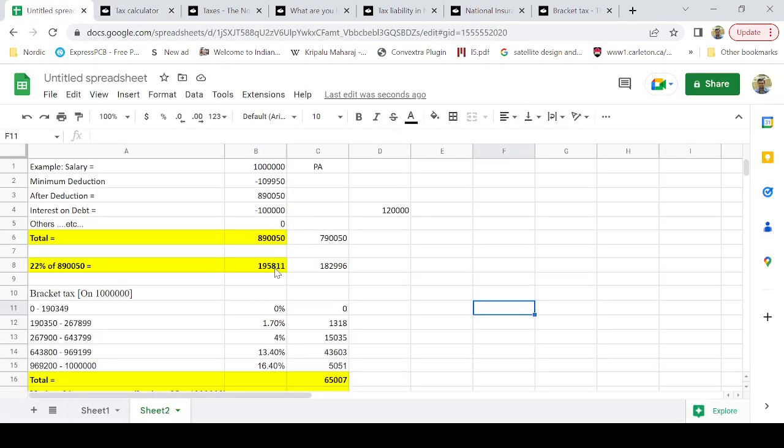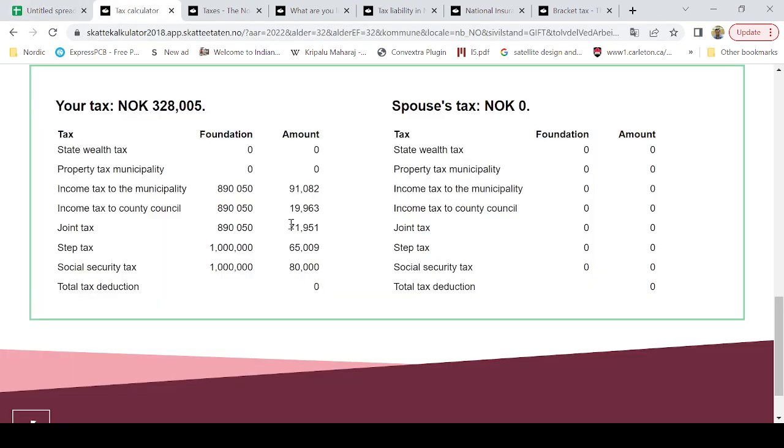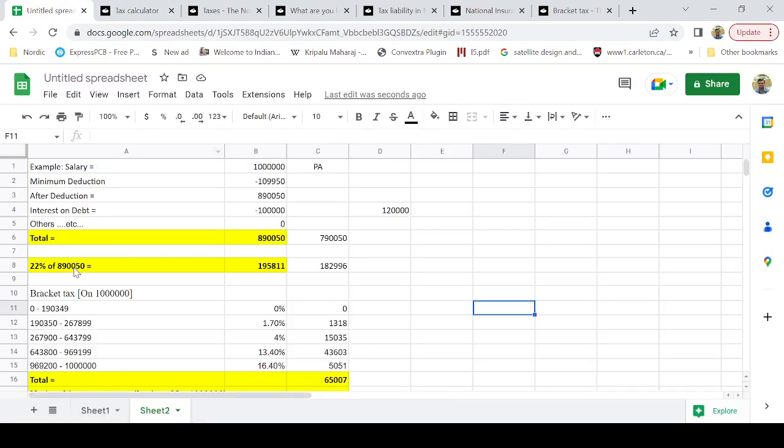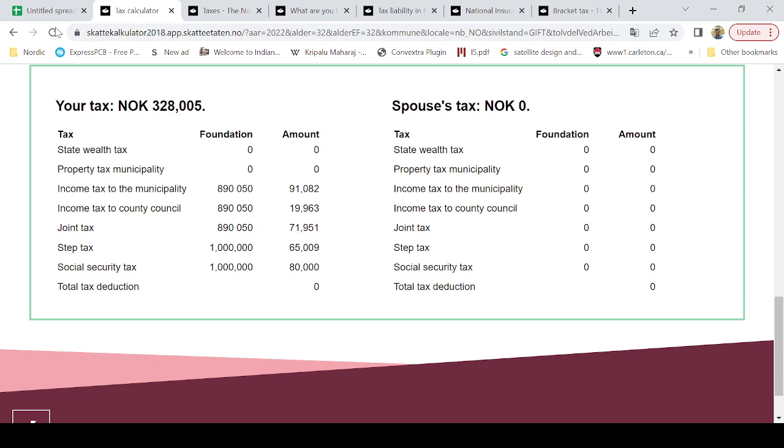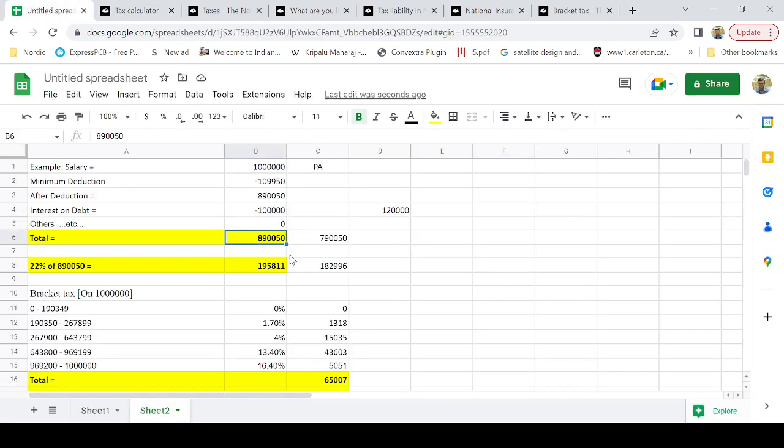But here you can see 890050, yeah. So this is correct, 890050. Let's make it 0. Yeah, but our calculation is coming like this, but their calculation is coming like this. So there is a difference, right?